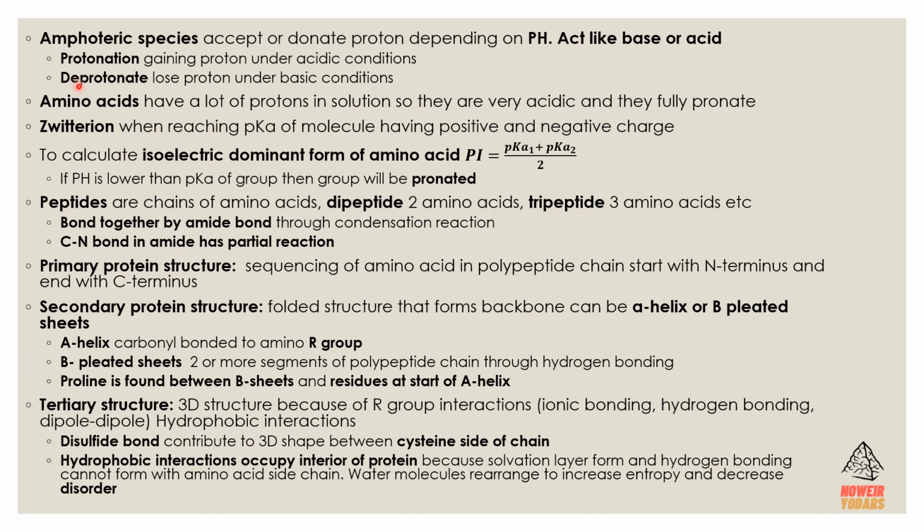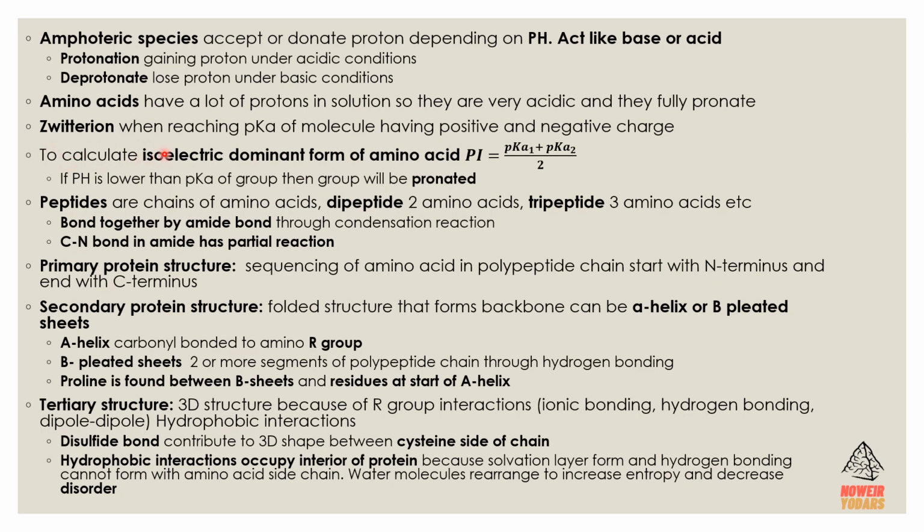Next, you have the amphoteric species, which accept or donate protons depending on pH. So an amphoteric species can act as both a base or an acid. So protonation, they gain protons under acidic conditions, and they deprotonate, they lose protons under basic conditions. Amino acids have a lot of protons in a solution, so they are very acidic and they fully protonate.